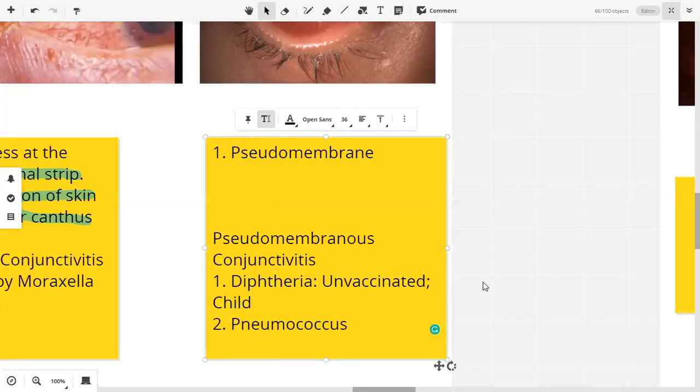Now, these are the two important clinical features on the basis of which you will differentiate between a pseudomembranous conjunctivitis caused by diphtheria and that caused by pneumococcus. Okay? This is how we will know that a patient who has diphtheritic pseudomembranous conjunctivitis will be unvaccinated. The classical demographic will be a child. And secondly, what is the classical disease that we associate with diphtheria, the infection or disease? What is that disease?